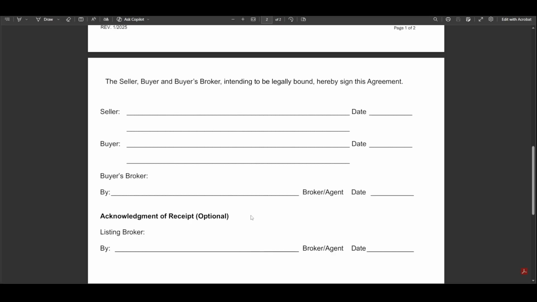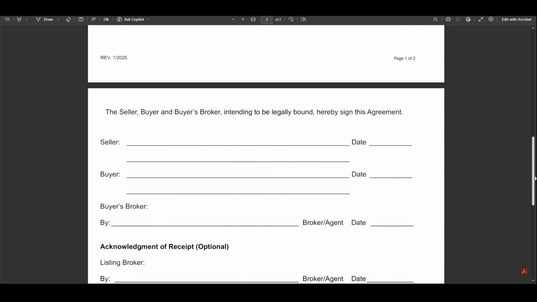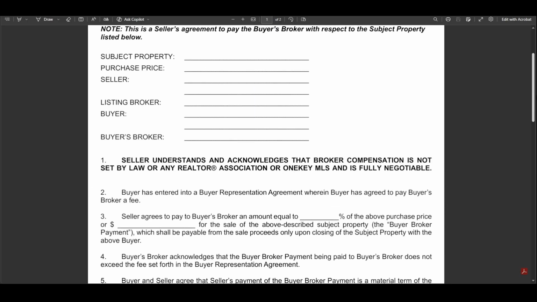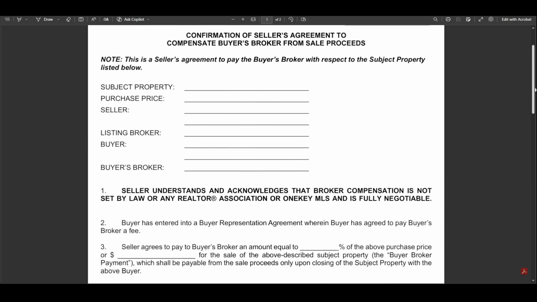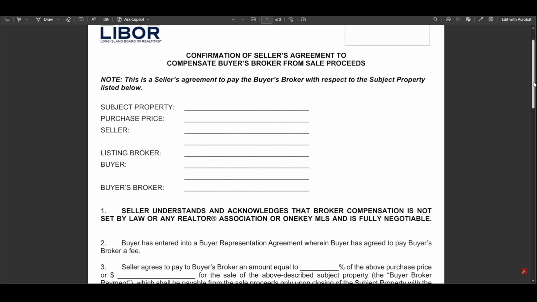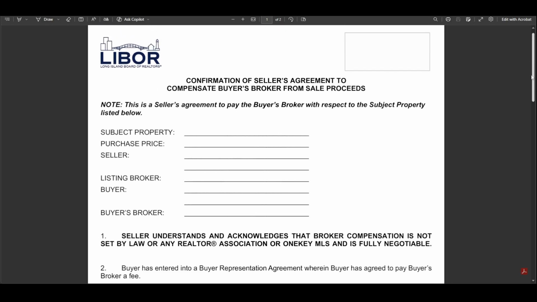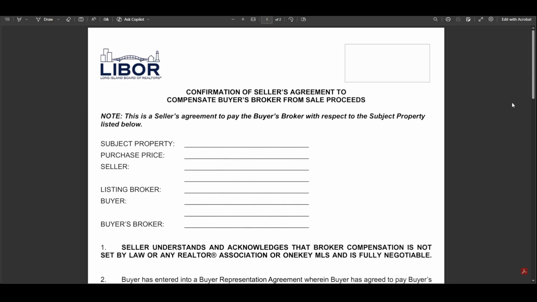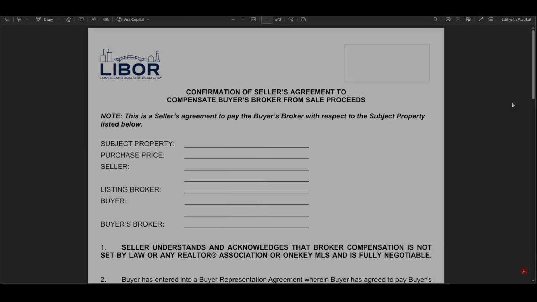Up next is the acknowledgement of receipt. Now this part is optional, but generally it is signed by the listing broker. Put the listing broker name here and the date. Ladies and gentlemen, this is the agreement where the seller understands and acknowledges that broker compensation is not set by law. However, if everyone agrees to it, this would be the confirmation of the seller's agreement.